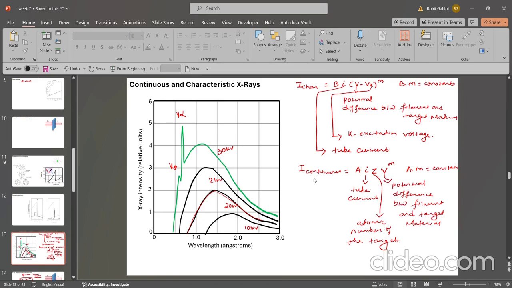So the relation between the continuous and the characteristic X-ray is given by these two equations. The characteristic X-ray depends on the tube current, the potential difference between the filament and the target material, and the excitation voltage. However, the continuous spectrum depends on the tube current, which is the same as in the characteristic, and the atomic number of the target, which was not in the characteristic X-ray equation.